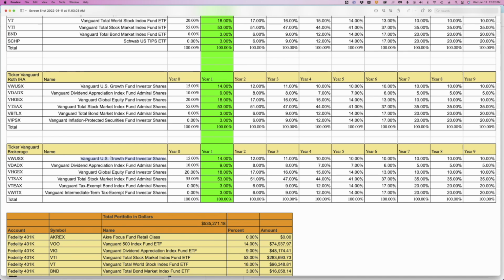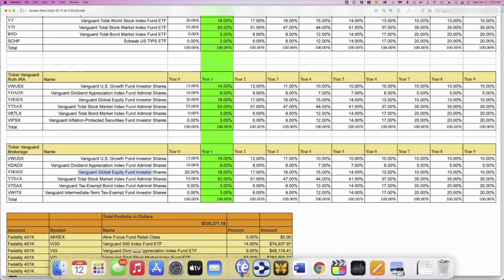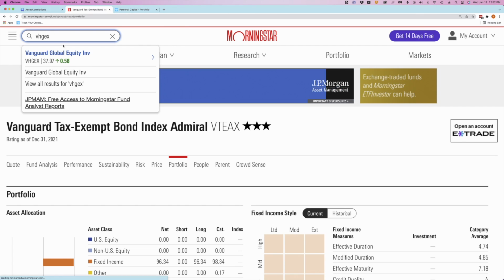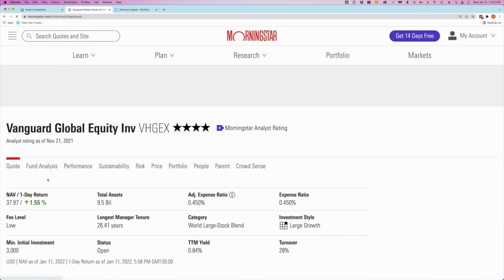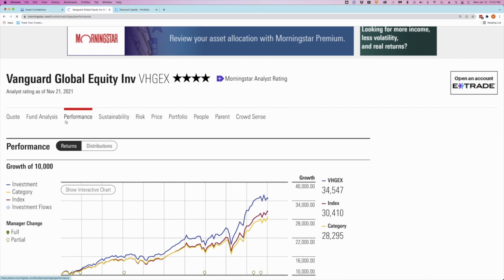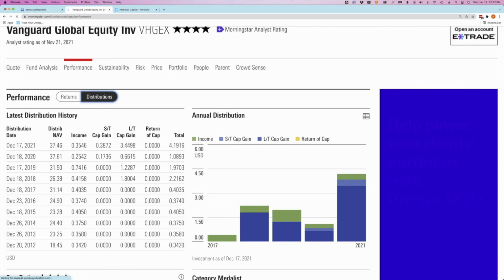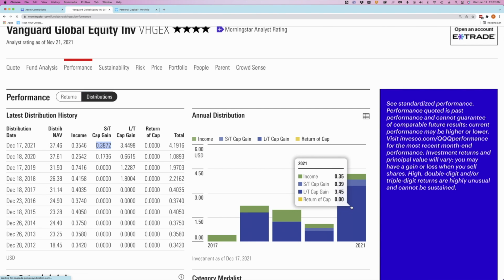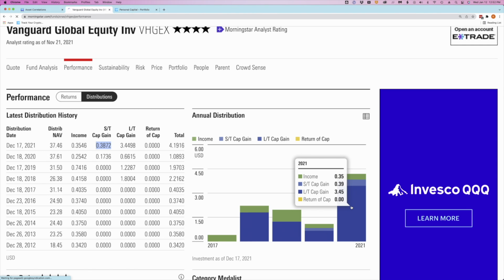And by the way, before we leave the screen, we looked at this Vanguard U.S. Growth Fund investor share for taxes. The Global Equity Fund has the same problem, VHGEX. If we look at its distributions, as I recall, it also distributes a fair amount of capital gains here recently. Yeah, so about 10% based off the NAV, quite significant in 2021. So that's another fund that you'd want to think twice about before owning in your taxable account.